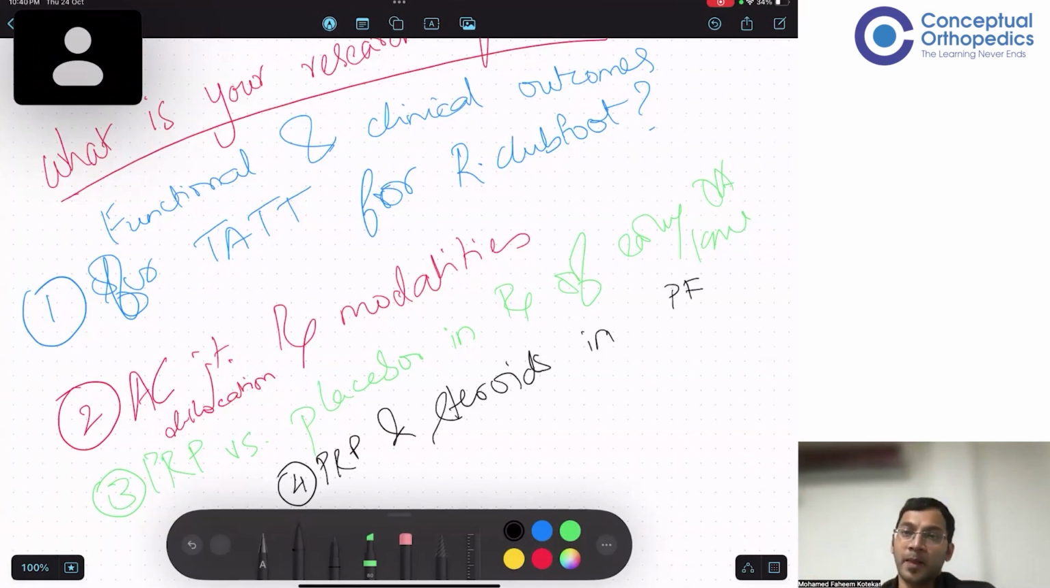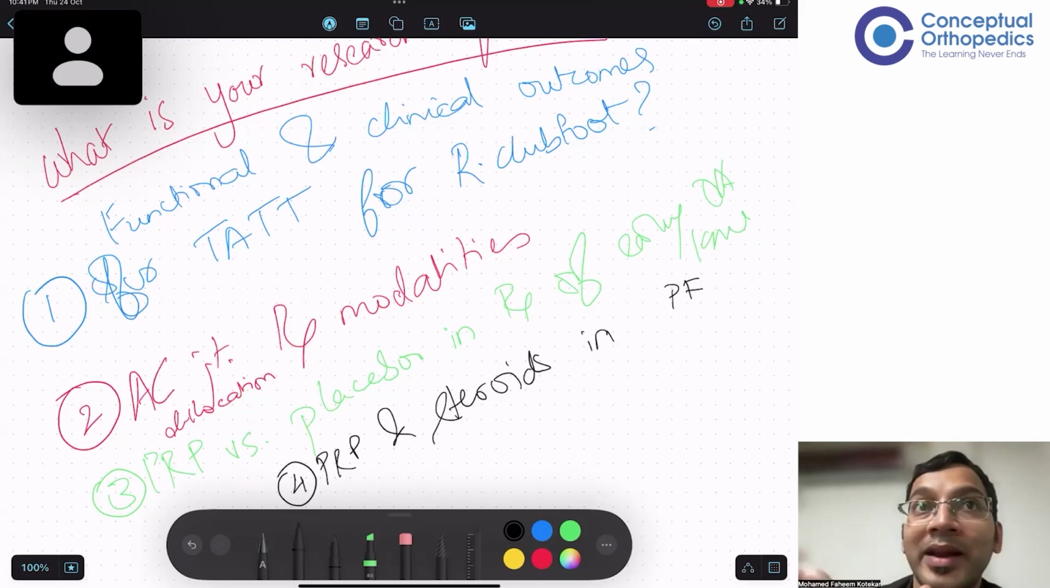Okay, so out of these, we have AC joint dislocation treatment modalities, which is basically going to be a descriptive study. It's a description of the different types of treatments that are present. So this is not going to be a comparison. You're just going to do different types of treatment. So you can do an arthroscopic repair, a K-wire fixation, a hook plate, or an excision. These are different types of treatment modalities.